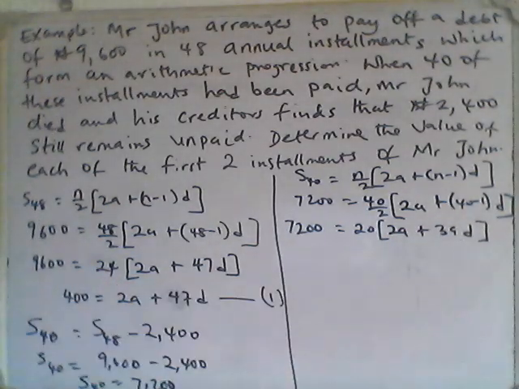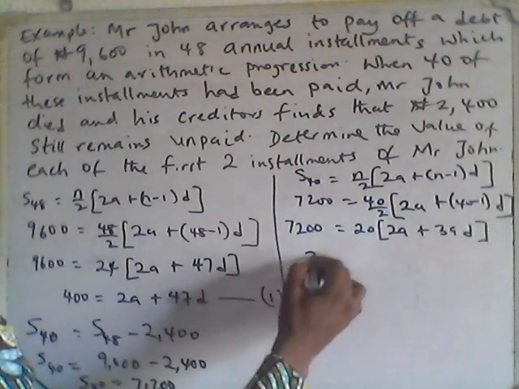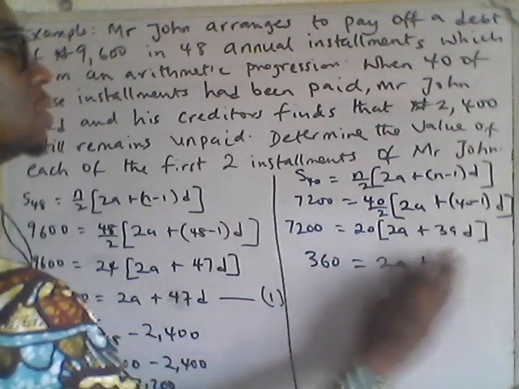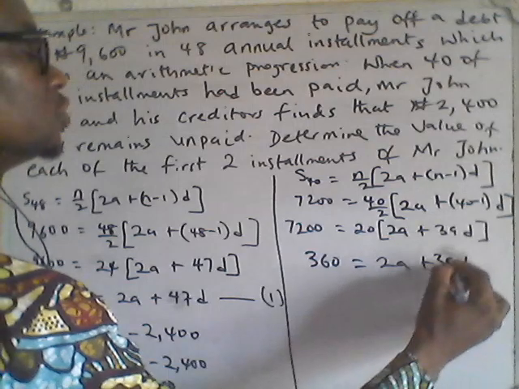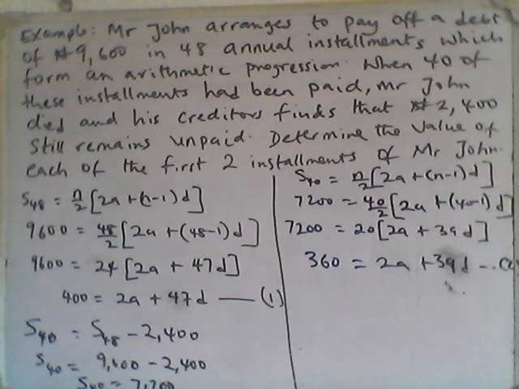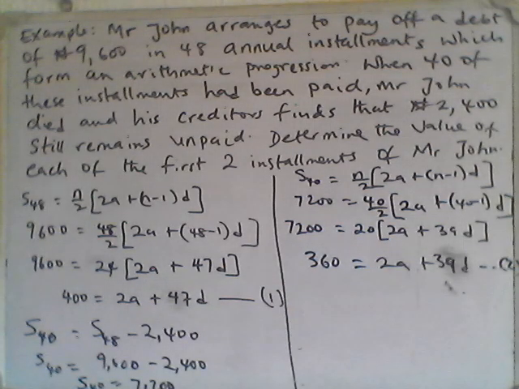If I divide both sides, 7,200 divided by 20 will give me 360. So 360 is equal to 2a plus 39d. This is equation 2. So you see, I have two equations. My goal is to solve them simultaneously. So we have now two equations, 1 and 2, and we're going to solve them simultaneously.